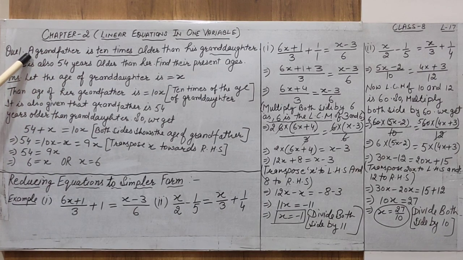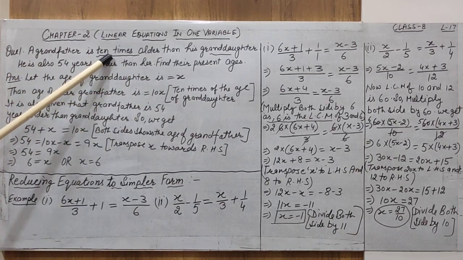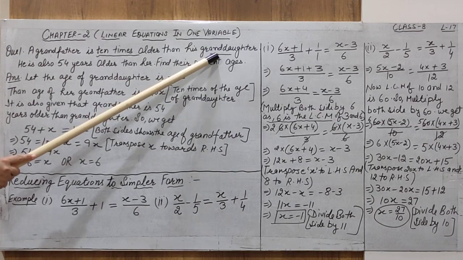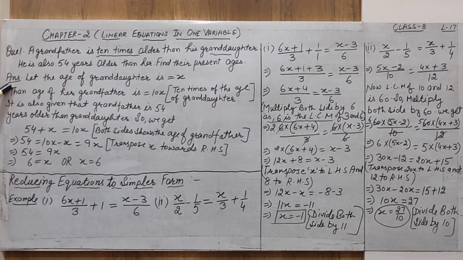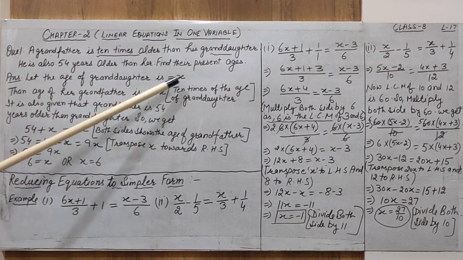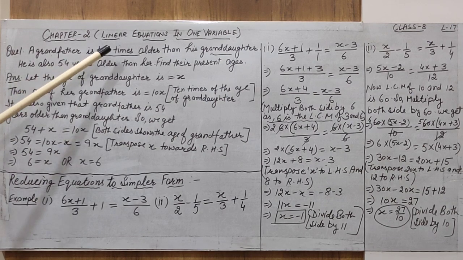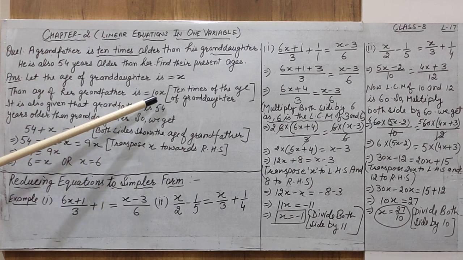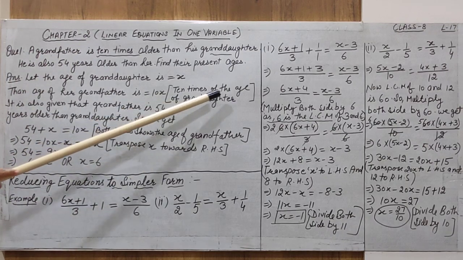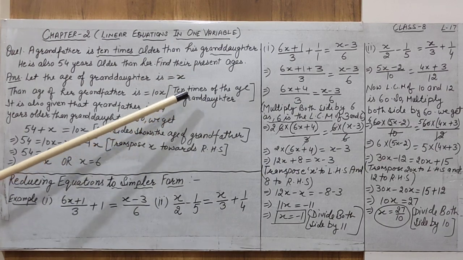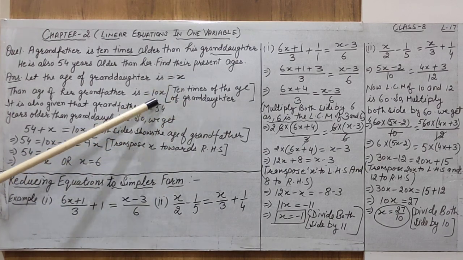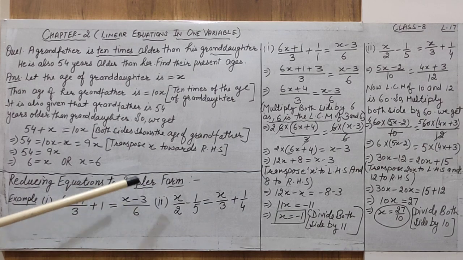Now the first condition is a grandfather is 10 times older. ग्रैंडफादर की एज कितनी है? 10 टाइम्स. किसकी एज की? ग्रैंडडॉटर की एज की. And in the first line we have supposed that the age of granddaughter is equal to x. Then the age of grandfather is 10 times, 10 times means 10x. 10 times the age of granddaughter. If granddaughter age is x, then the age of grandfather is 10x.